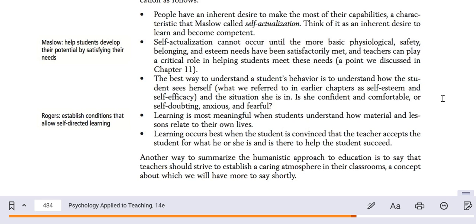The best way to understand a student's behavior is to understand how the student sees herself, which we referred to in earlier chapters as self-esteem and self-efficacy, and the situation she is in. Is she confident and comfortable, or self-doubting, anxious, and fearful? Learning is most meaningful when students understand how material and lessons relate to their own lives. Learning occurs best when the student is convinced that the teacher accepts the student for what he or she is and is there to help the student succeed.